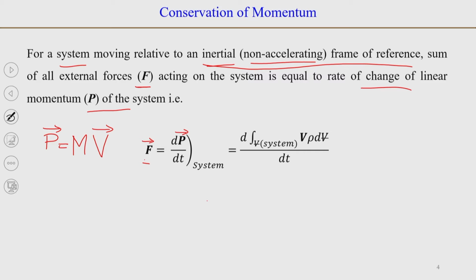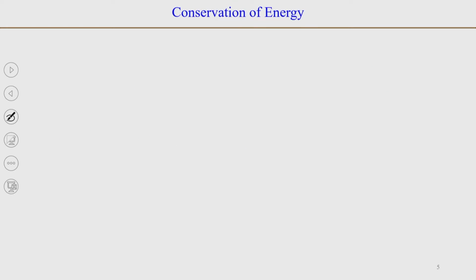So, the rate of change of momentum of the system is equal to the force applied on the system. When you consider that in terms of differential quantities, or in a differential volume dV, if rho is the density and v is the velocity vector, then force is equal to dP by dt, which is d by dt of the integral over the system volume of v dm, where v is the velocity vector and dm is rho dV. So, that is conservation of momentum.